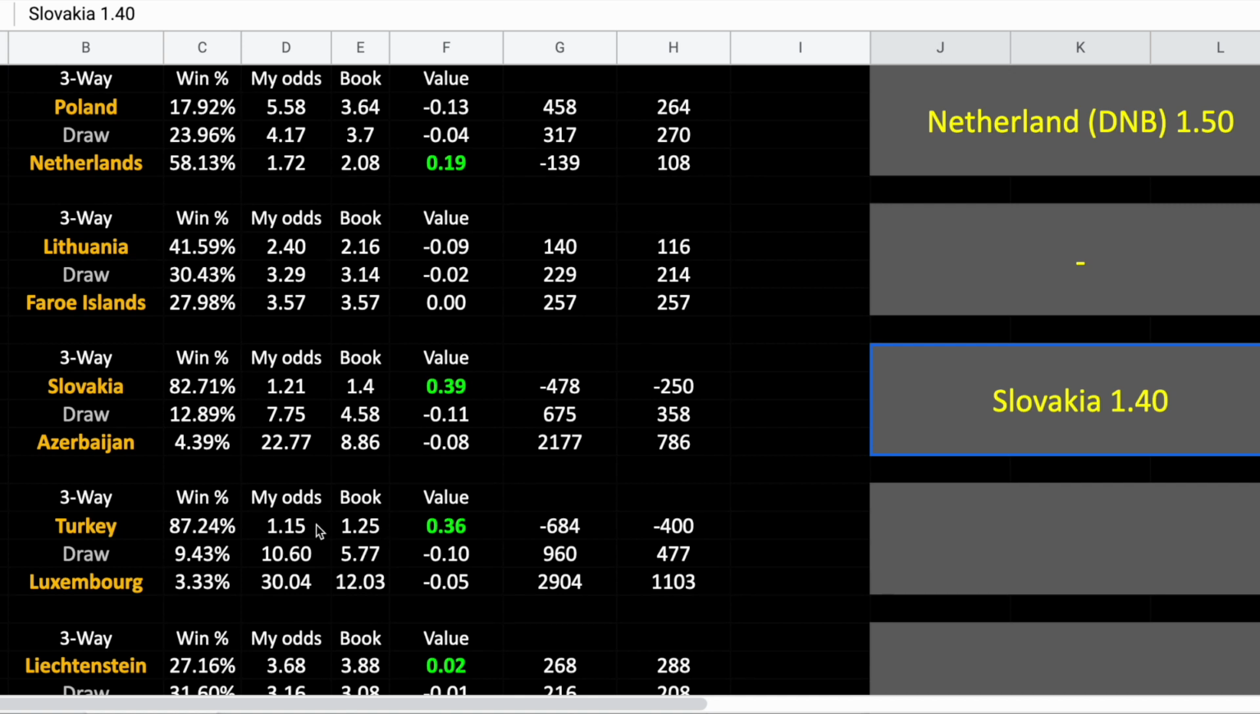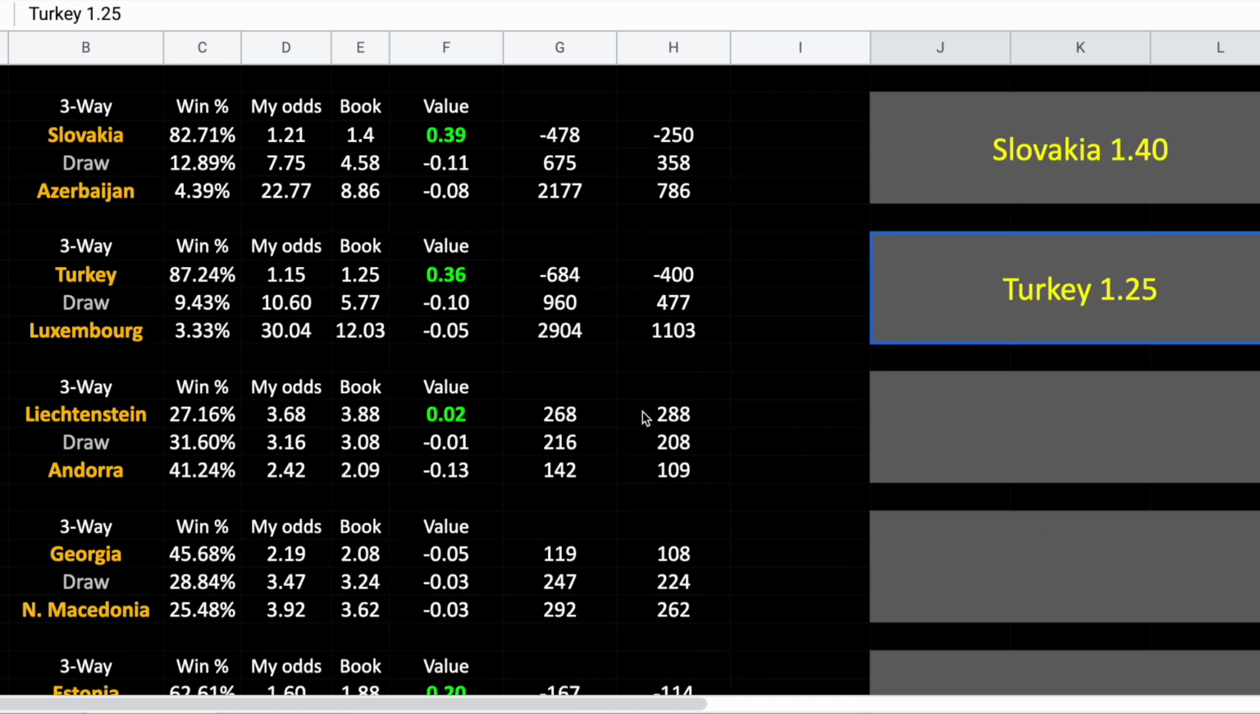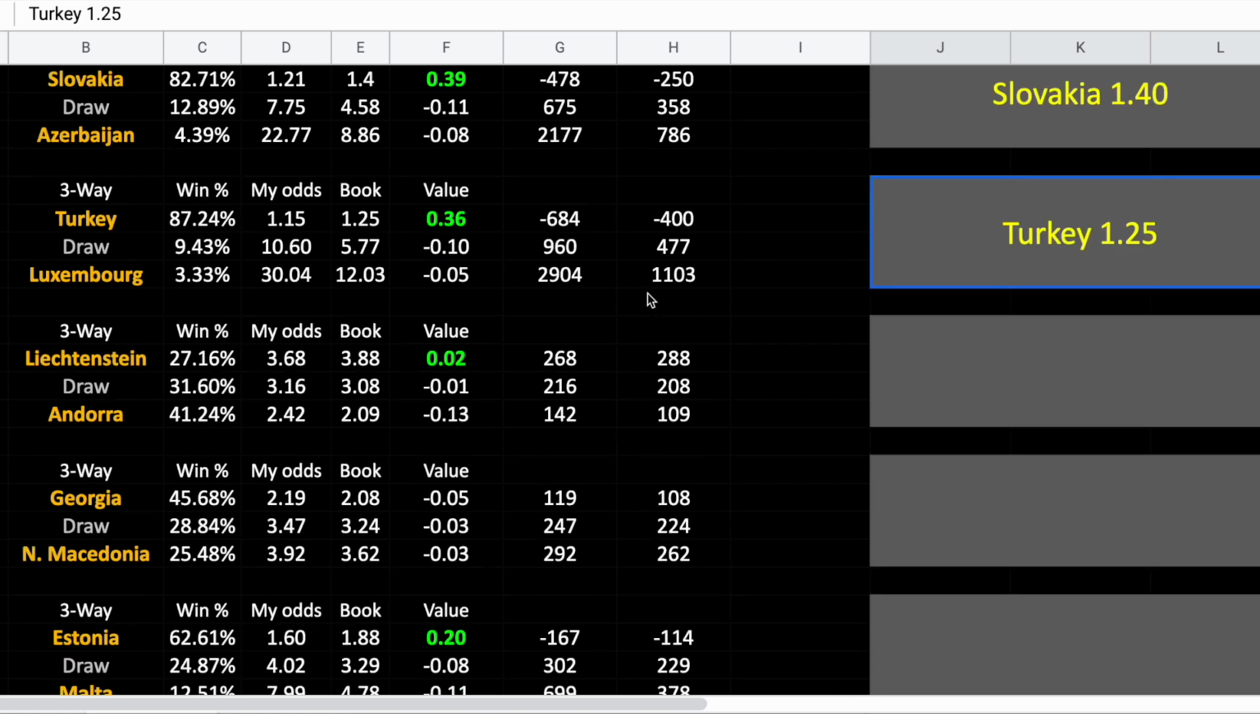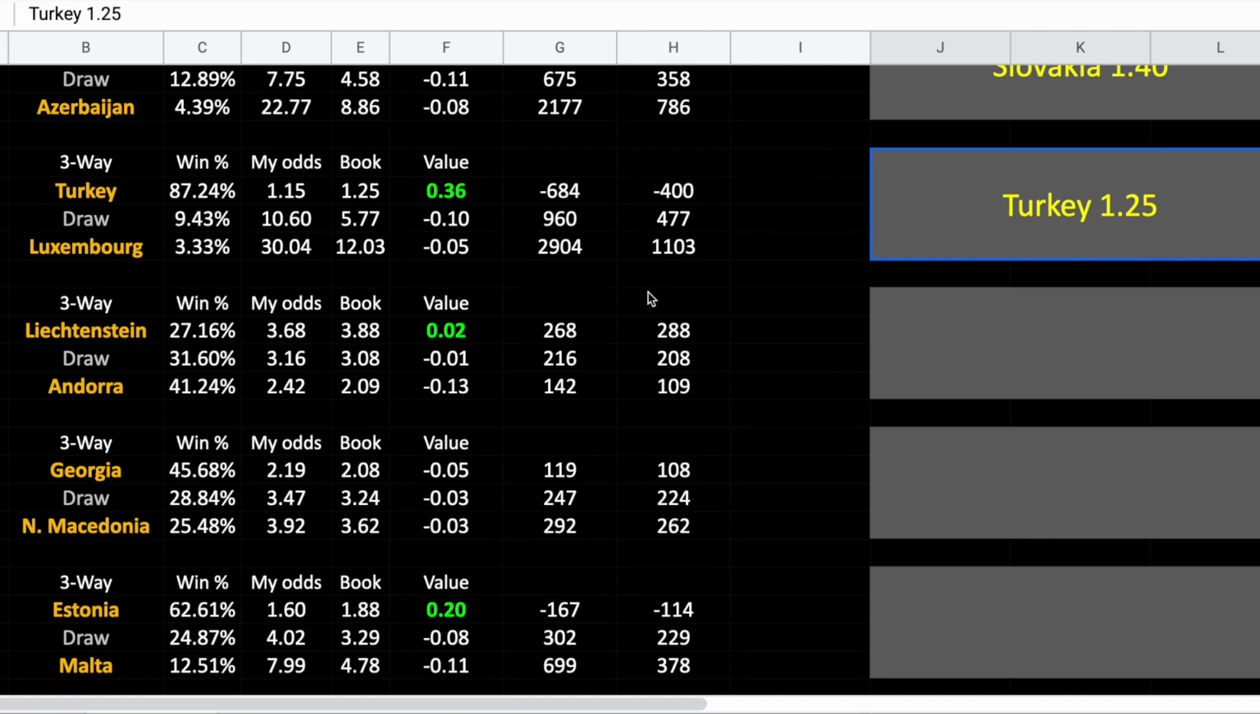Turkey, Luxembourg, also small odds. Turkey should win this game at home, but the odds are small, so probably stay away from this game if you don't like to play Turkey at such small odds.